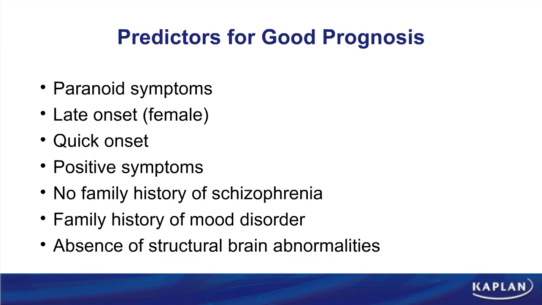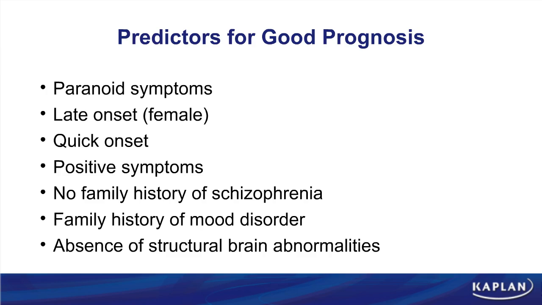Let's review some of the good predictors for schizophrenia. Having paranoid symptoms is a good predictor. Why? Because they respond to treatment of all kinds. Also, they tend to give you a better prognosis as far as your level of functioning. When you have the diagnosis later in life, it's a better prognosis than earlier in life. So therefore, women tend to have a better prognosis. If you recall, women would tend to get schizophrenia between the ages of 25 to 34, whereas men would get it between 15 and 24.